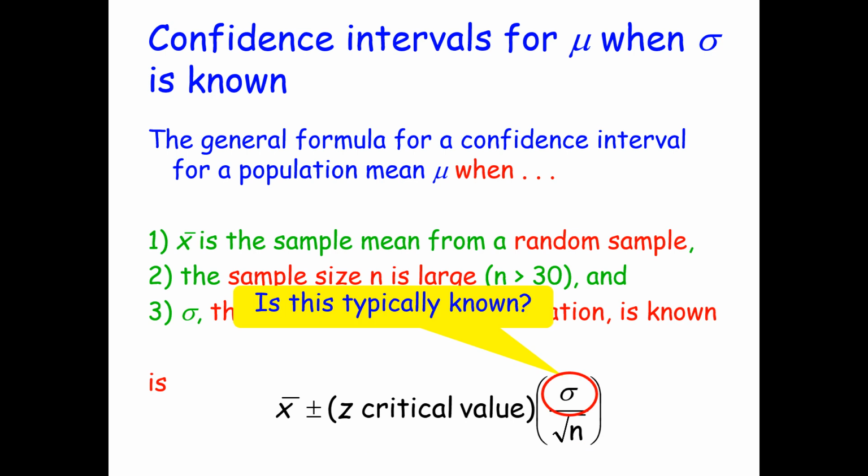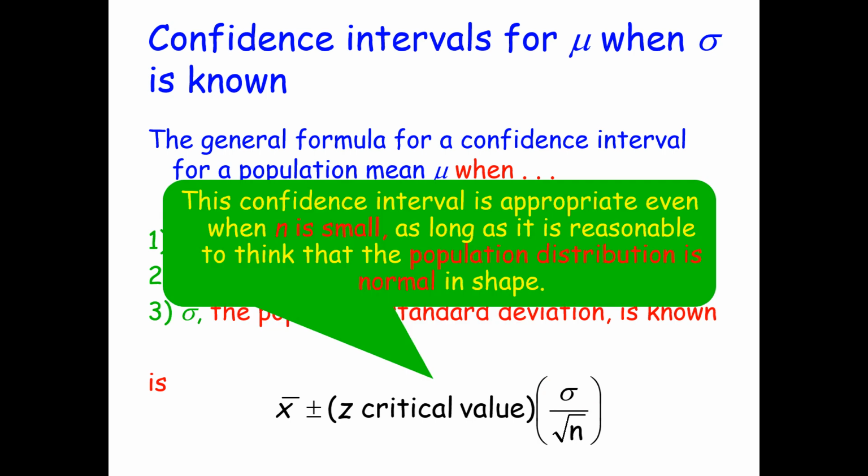But is our sigma typically known? Not really. This confidence interval is appropriate even when n is small, as long as it is reasonable to think that the population distribution is normal in shape. Let's look at an example.